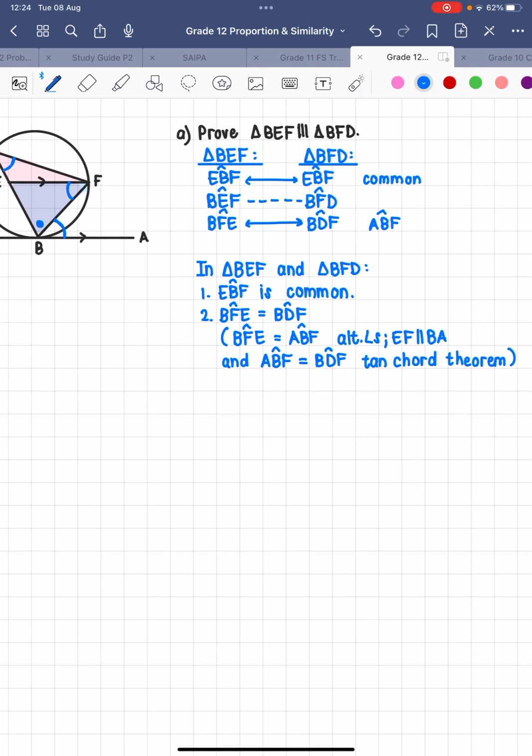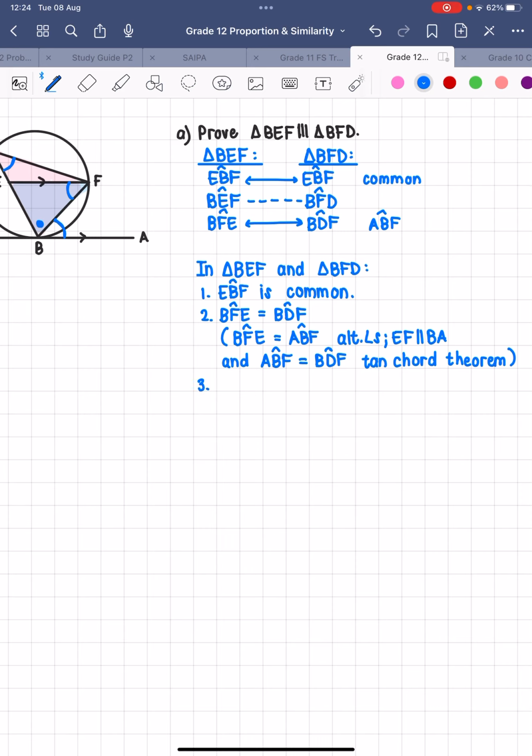Or if you want to, you could have written these two lines first and then said, therefore, BFE is equal to BDF. Doesn't matter. As long as you have two lines showing that link between those two angles, which is angle ABF, and you have your two reasons, and your conclusion, which is that those two angles are actually equal to each other.